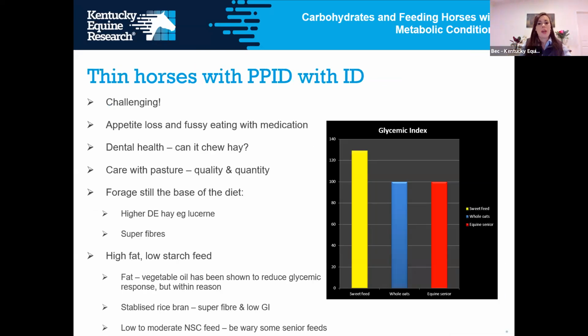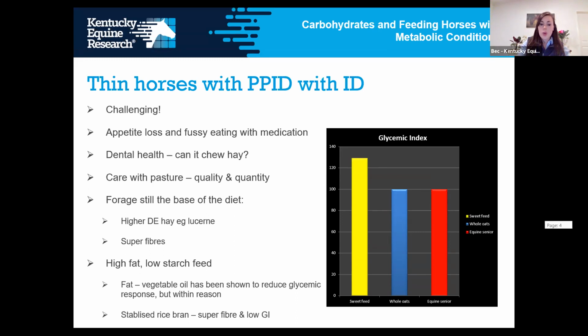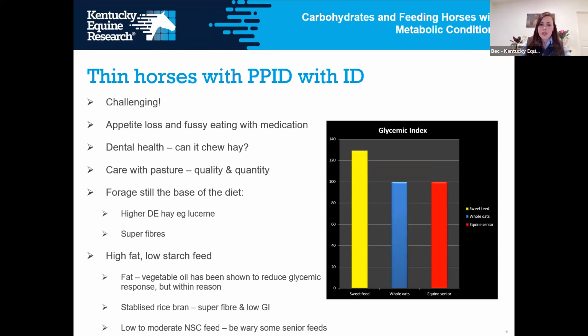But thin horses with PPID can pose a little bit of a challenge for us when we do have a horse with insulin dysregulation as well. And these horses can be tricky because sometimes we have some appetite loss, which is associated with medication. So one of the side effects of pergolide can actually be some inappetence. So keeping a handle on that is really, really important. Considering dental health, so bearing in mind a lot of these horses are older, are we giving them a roughage source that they can actually do something with?